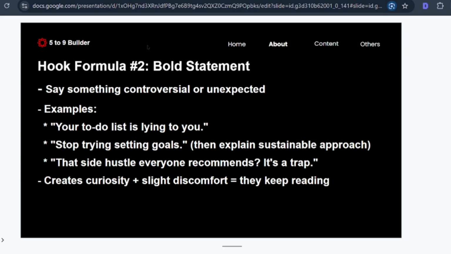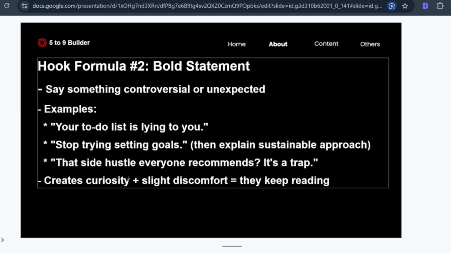A bold statement is saying something controversial and unexpected. You just have to drop a bomb, or drop something where everybody is talking about it one way, and you rather go the other way to draw attention. You understand? For example, your to-do list is lying to you. We all know that before we leave the house, or when you wake up early in the morning, you set up your daily goals. Today I'll do this, today I'll do that. You have your list put down, whether on your phone or in your diary, something that you do every single day. You have listed them, and somebody comes to tell you that this to-do list you are doing is lying to you. This is not helping you.